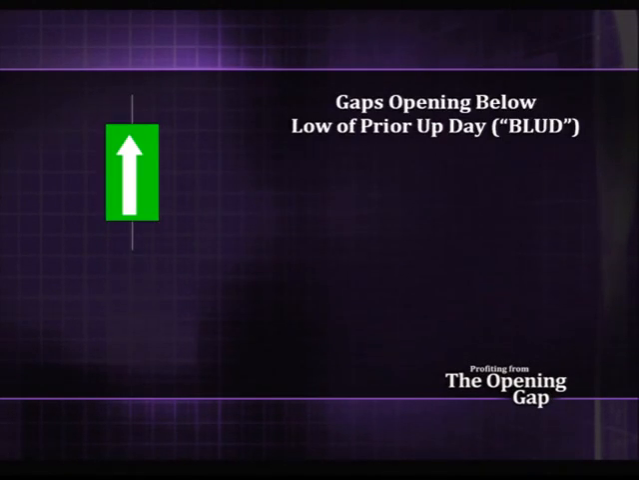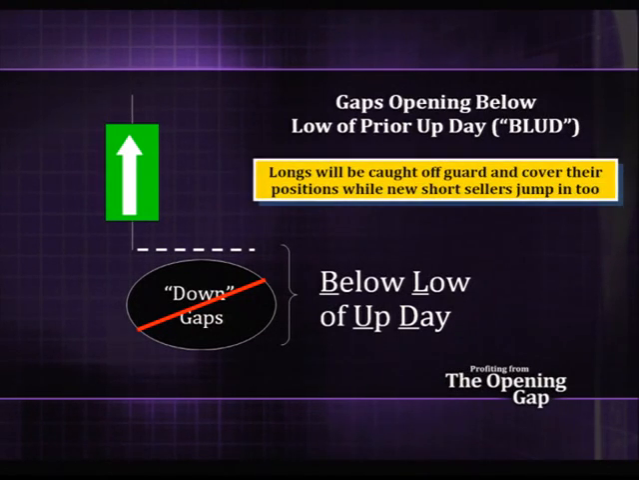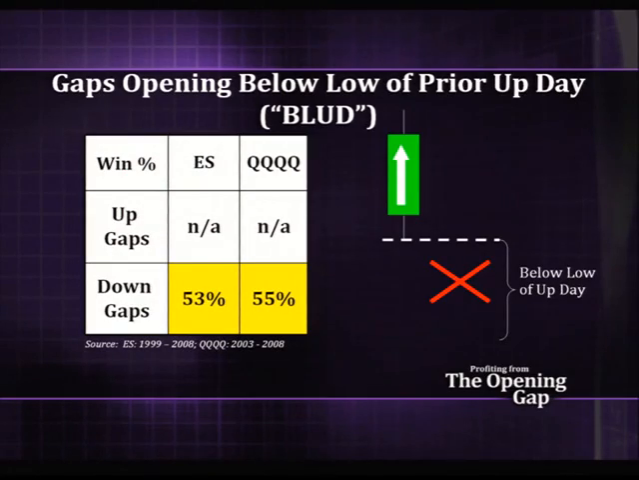All right, so here's that blood gap again, and we've already covered this to a certain degree, so I'm going to move through this one more quickly. Simply a gap down that is below the low of an up day. You want to be very careful because those longs will be caught off guard, and you'll have those new short sellers jumping on board. There's the data again on the ES.